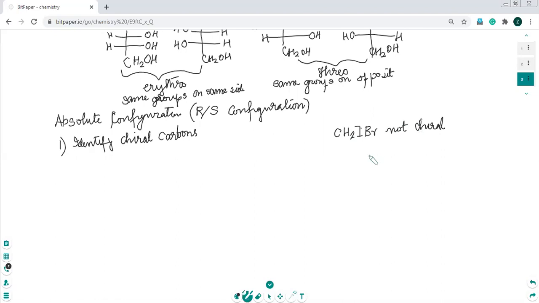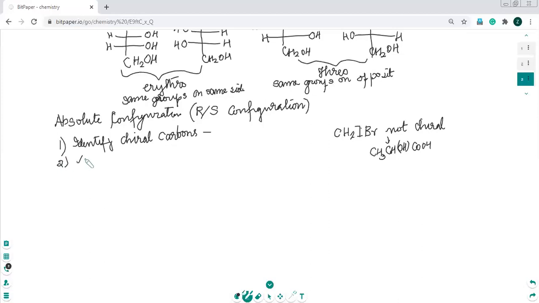But if you have a molecule like this, now look at this carbon. In the central carbon, you have one hydrogen, one OH, one COOH, and one CH3. So this is a chiral carbon. So you have confirmed that the compound has a chiral carbon. Otherwise, you'll be unnecessarily wasting your time.